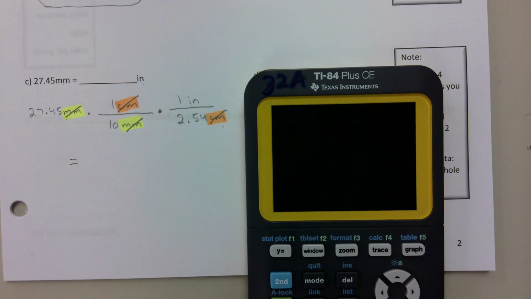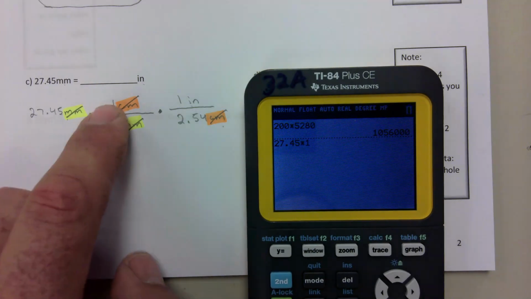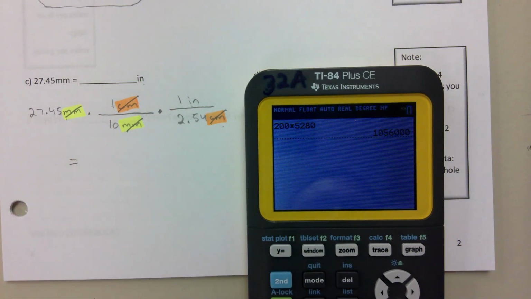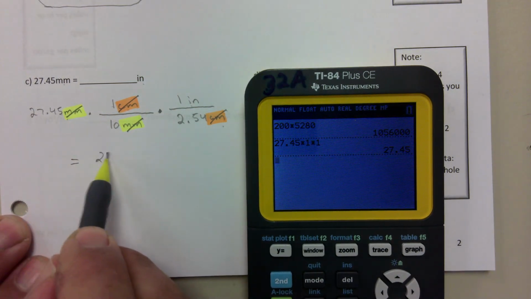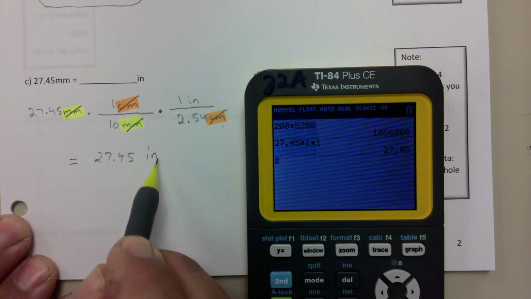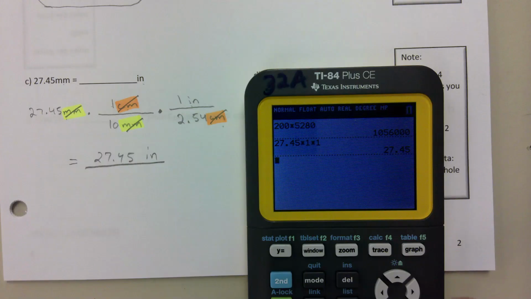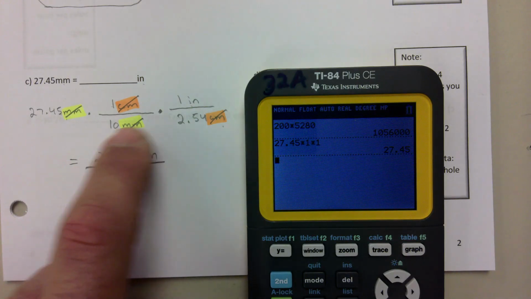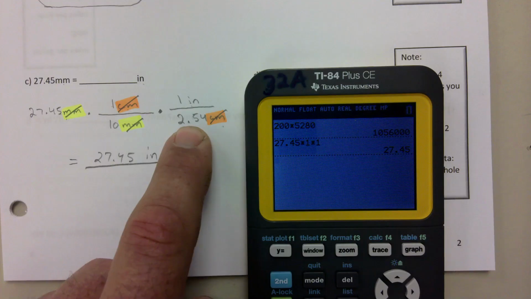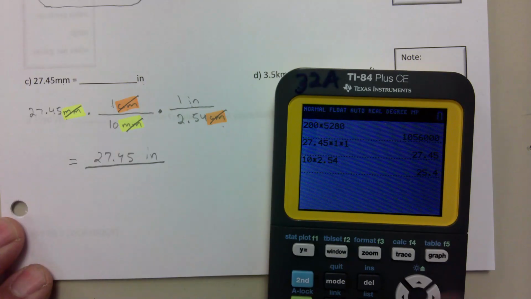And I know this is going to look silly, right? 27.45 times 1 times 1, okay? And you get 27.45 inches. And in the denominator, what do you have? You've got 10 and 2.54, correct? So you go 10 times 2.54, and I know some of you are doing this in your heads right now. That's fine. But these numbers are going to be bigger and uglier down the road.